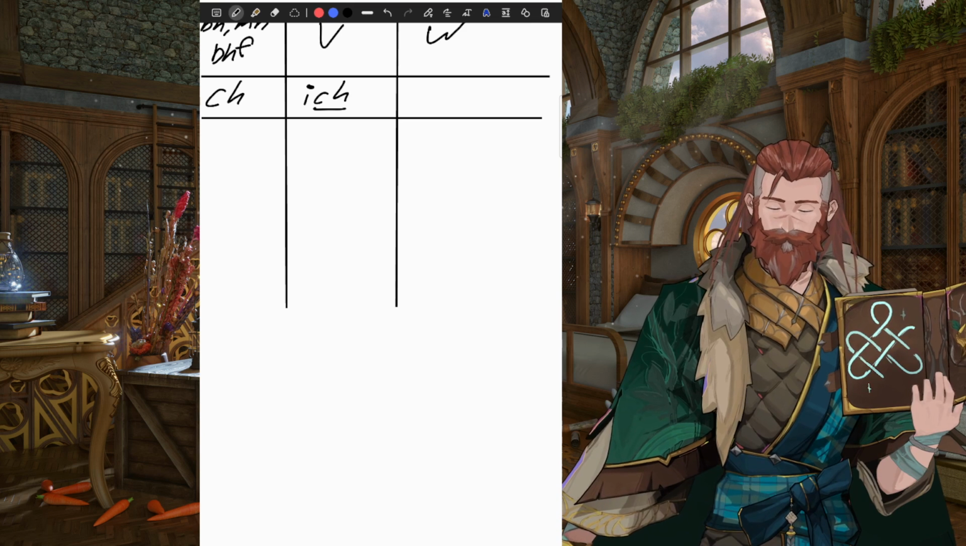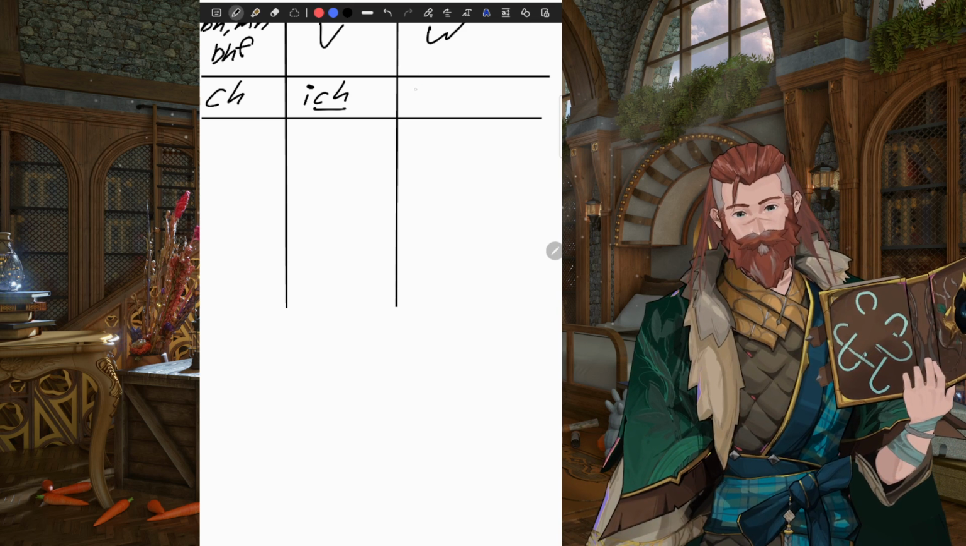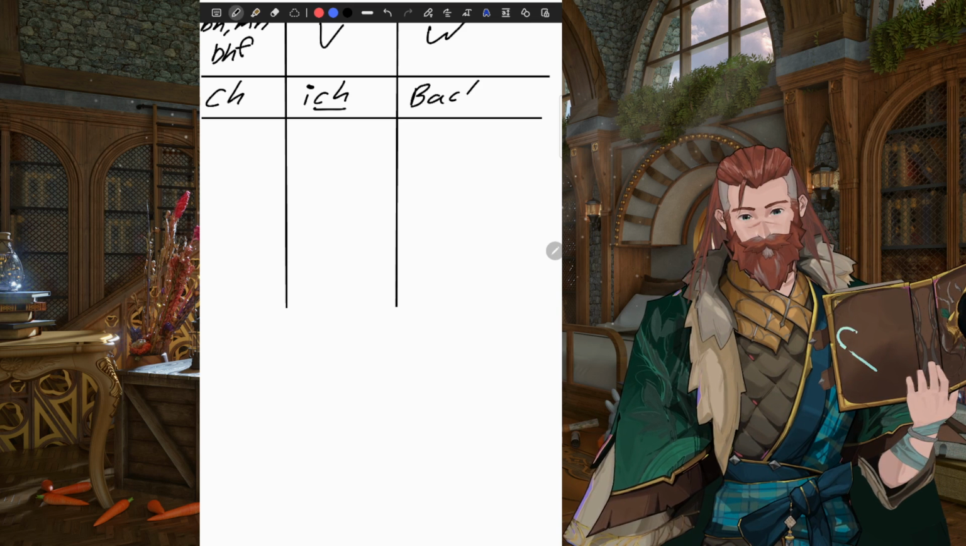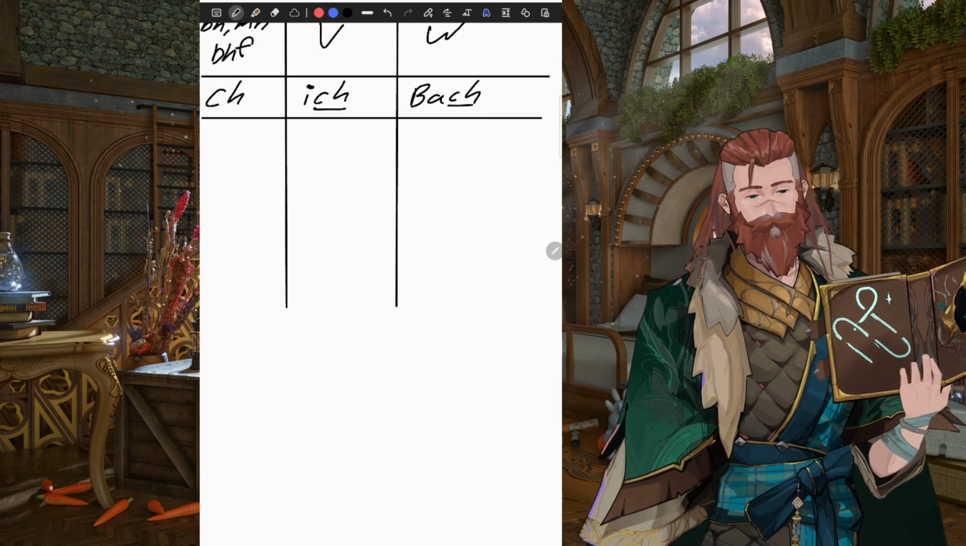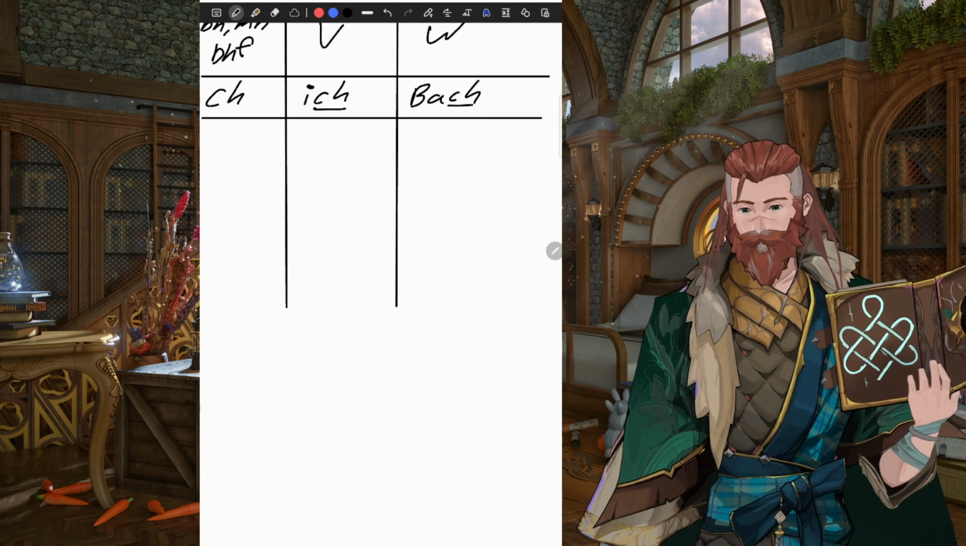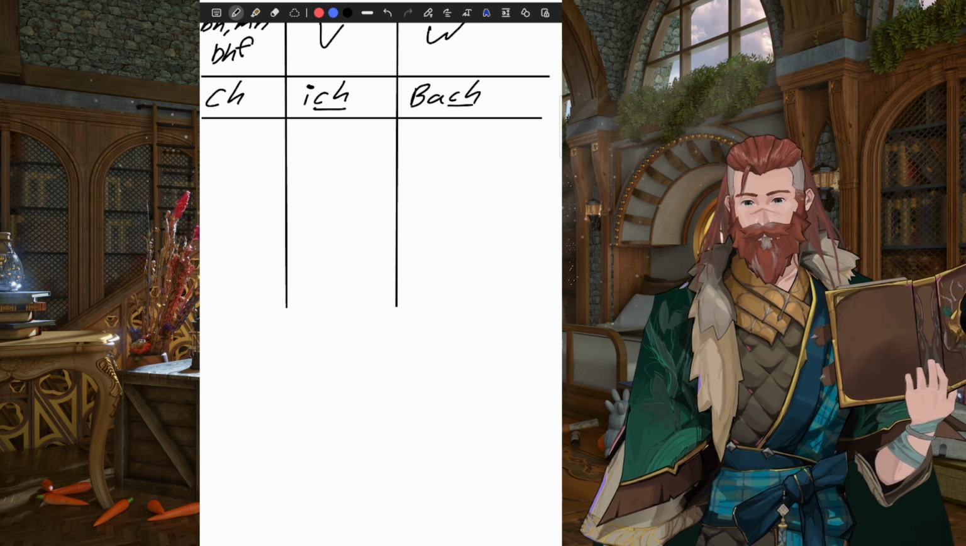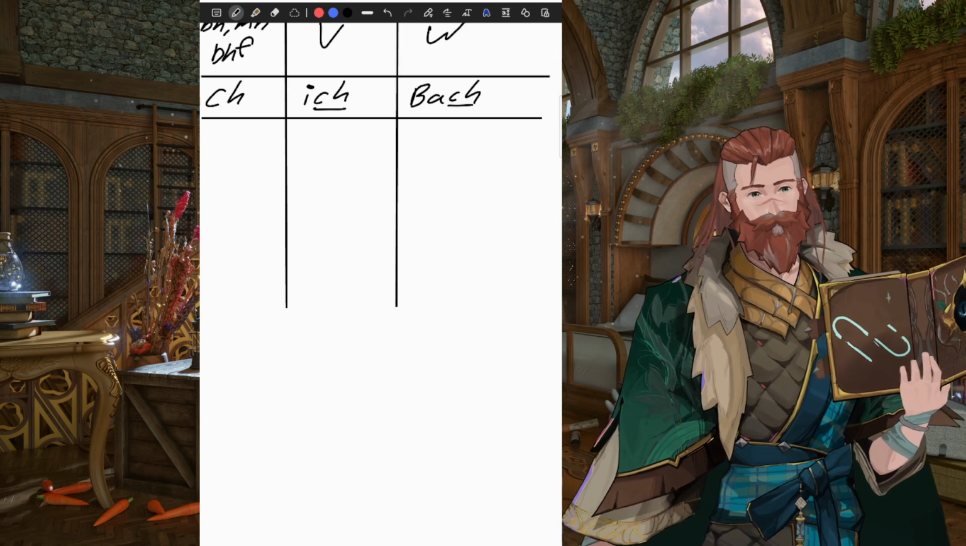And then for the broad, you get more Bach. Honig, Trolke.